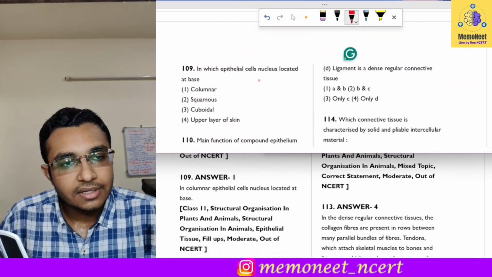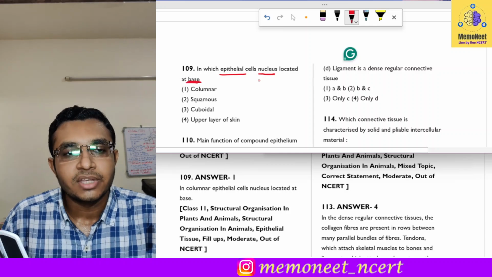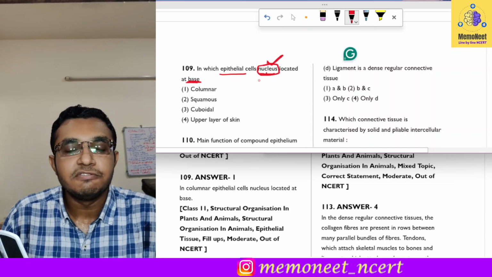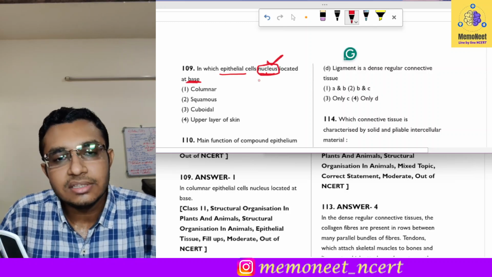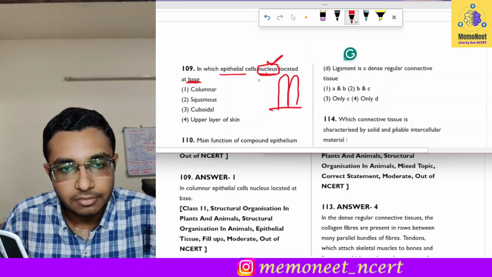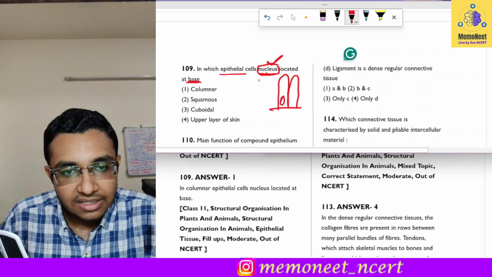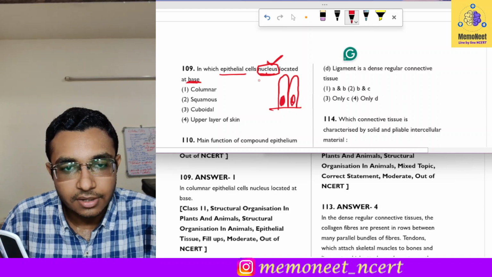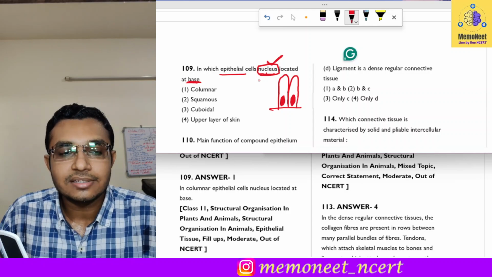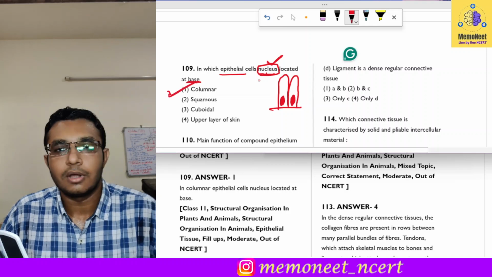Question 109 states that in which epithelial cells the nucleus is located at the base. Okay, now see, it is asking in which type of epithelium the nucleus is located at the base of the cell. Now see, if you have seen the structure of the columnar epithelial cells, so if this is the columnar epithelium, these are the columnar cells, and in them the nucleus is located at the base. Okay, it is not located at the center or at the top, it is located at the base. So this is a characteristic feature of the columnar epithelium. So the correct answer of this question is option 1, that is columnar epithelium.